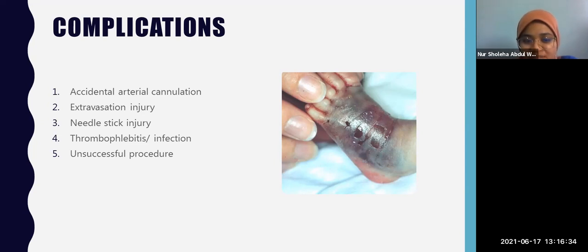So how we manage intra-arterial cannulation is, first, we must not use the cannula, and second, we need urgent blood gas analysis from the inserted cannula. Okay, the second complication is extravasation injury. Next one is needle stick injury. The fourth one is thrombophlebitis or infection. And lastly, unsuccessful procedure. Okay, next slide.